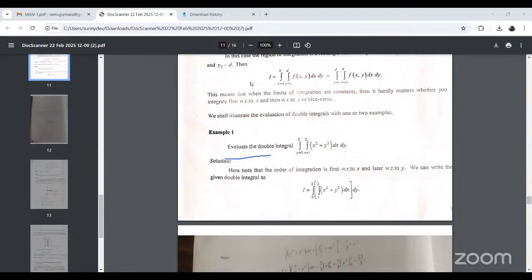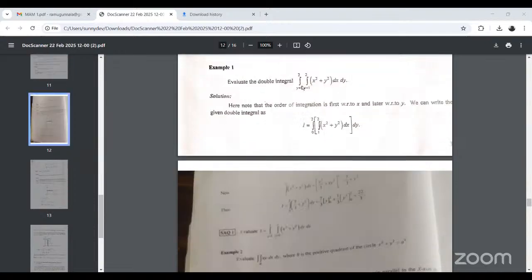Next, there is one problem. Evaluate the double integration with y equal to 0 to 2 and x equal to 1 to 2 of x square plus y square into dx dy. Remember one thing: when you are doing the integration with respect to x, y is a constant, and when you are doing the integration with respect to y, x is a constant.